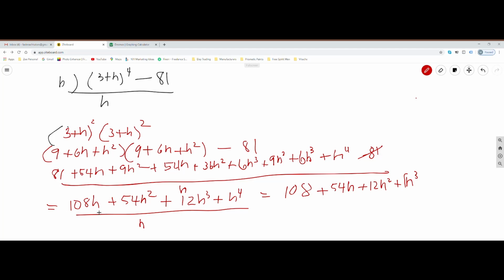So we have 108h plus 54h squared plus 12h cubed plus h to the 4 over h, and so you can remove the h since it's common, and you're left with 108 plus 54h plus 12h squared plus h cubed. So that is the answer. So let's do the next one.